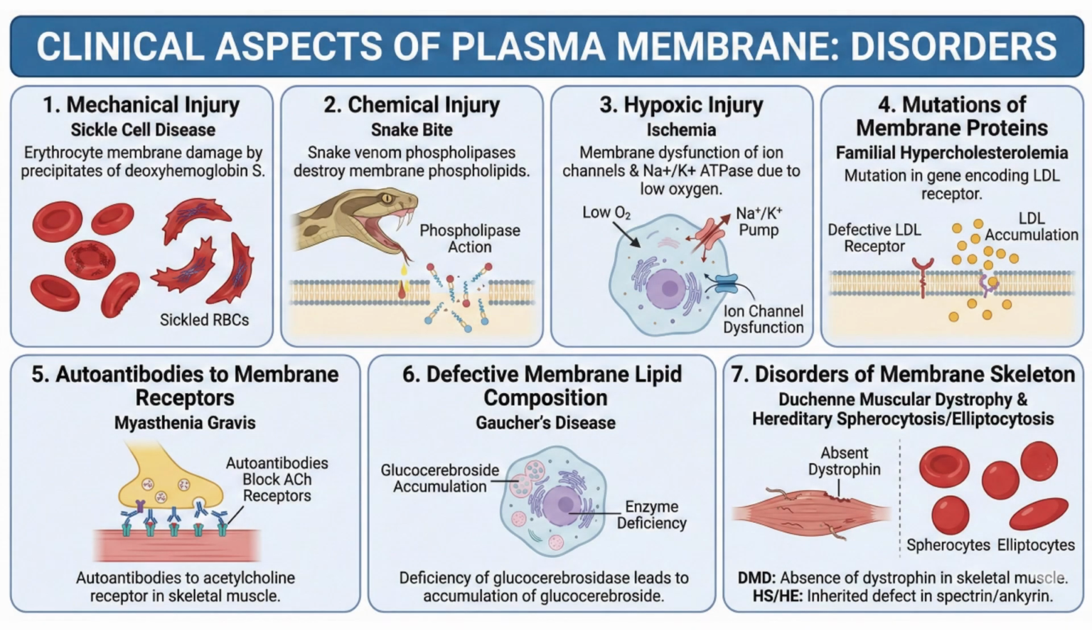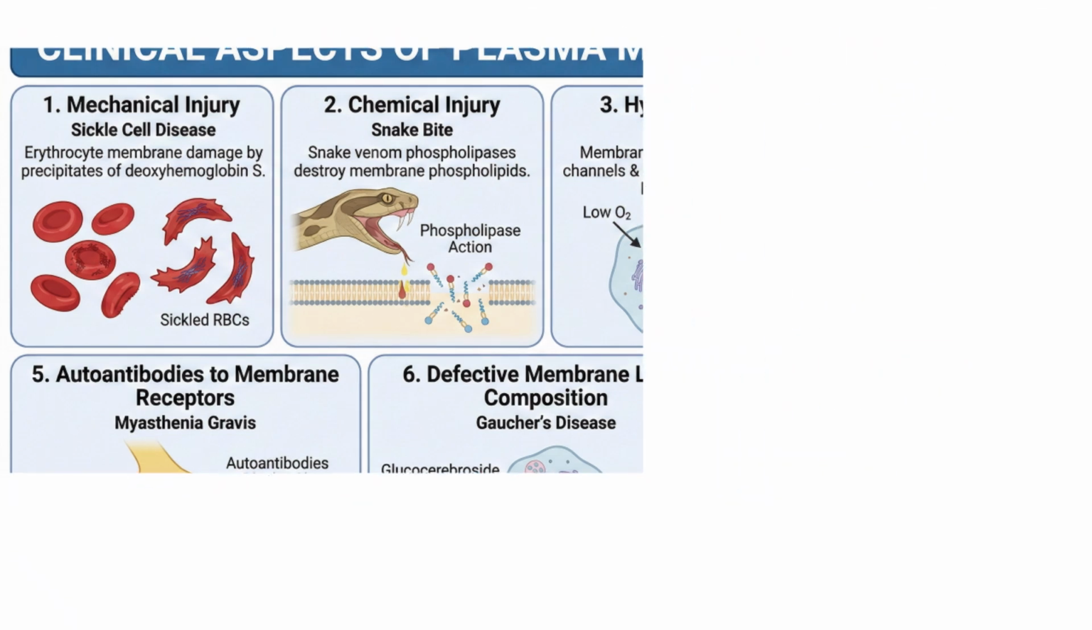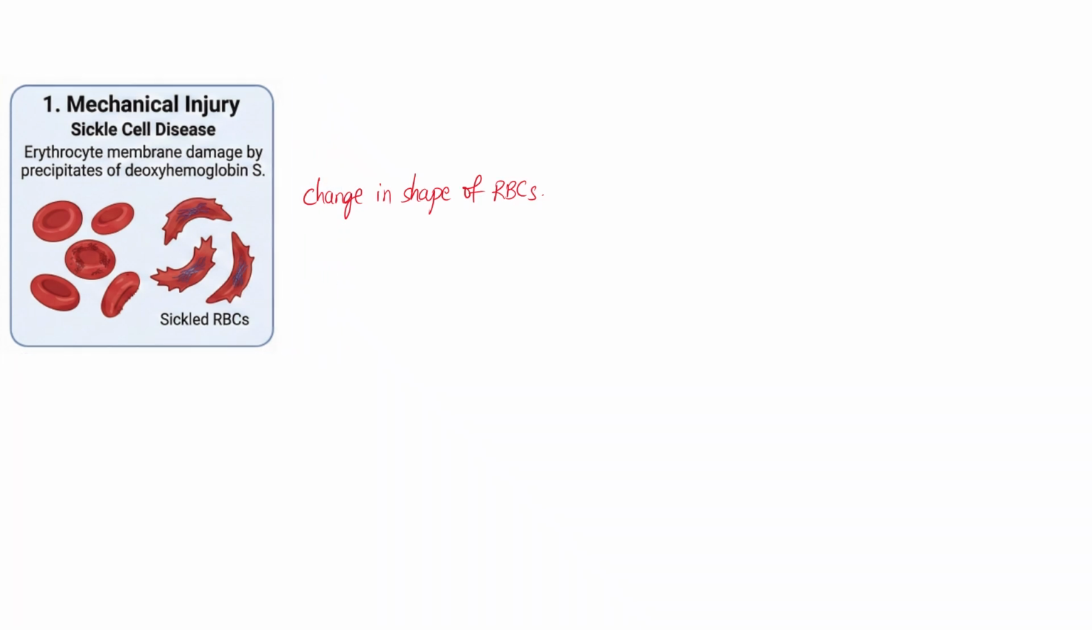Coming to the clinical aspects of the cell membrane, what happens if there are membrane disorders, membrane damages? The first one is the kinds of damages. If there is a mechanical injury, for example, the sickle cell disease, here the shape of the cells is getting affected. Smooth round cells, biconcave cells are getting converted into pointed sickle shaped cells. Because of that, the RBC's lifespan is reduced and various other clinical features are seen.